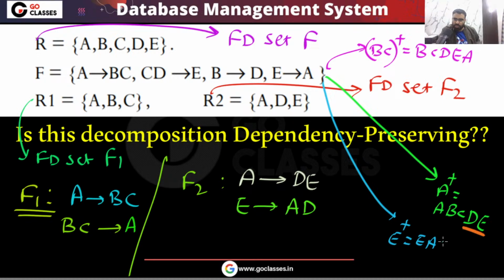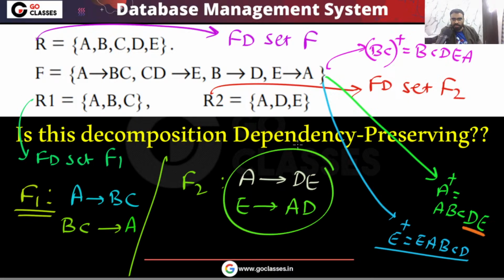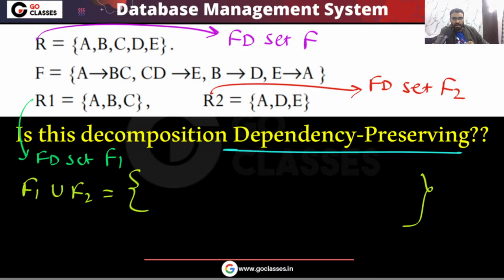So I can say E can also determine everything. So we got everything. So that's it. So finally I can say these FDs hold in the relation R2. So we got F1, F2. Okay, let me write it here. We got F1. Now you find what is F1 union F2, right? For dependency preserving decomposition, you need to check, does F1 union F2 cover F?